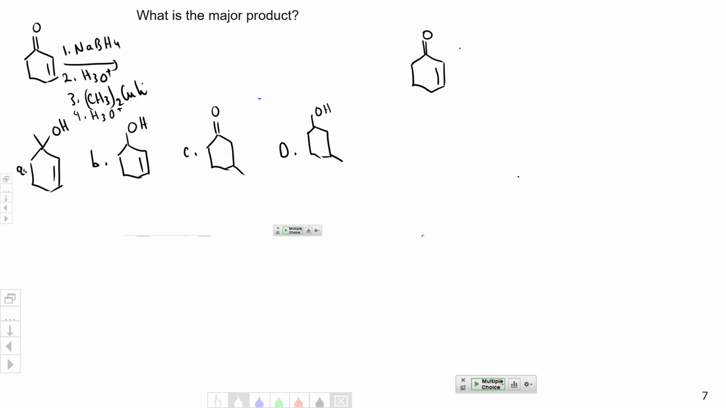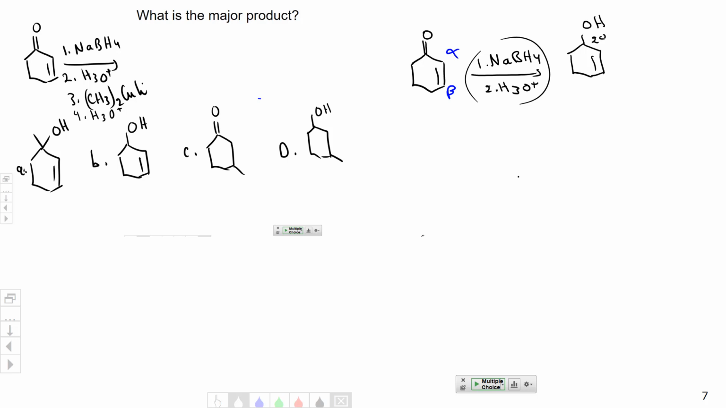First of all, this is an alpha beta unsaturated ketone. Hopefully we recognize that. Then we're adding sodium borohydride, H3O+. So this is a reducing agent, and it is more specialized for ketones and aldehydes, not for esters, not for carboxylic acids. In here we have a ketone. So this supposedly should reduce the ketone into an OH, into a secondary alcohol. It wouldn't attack the beta carbon.